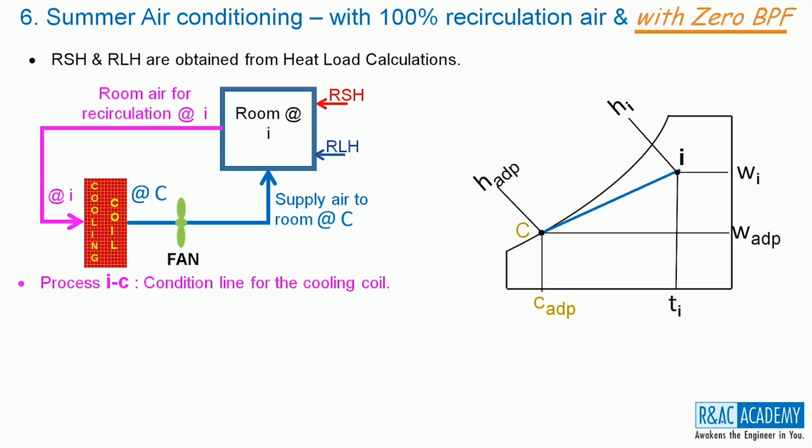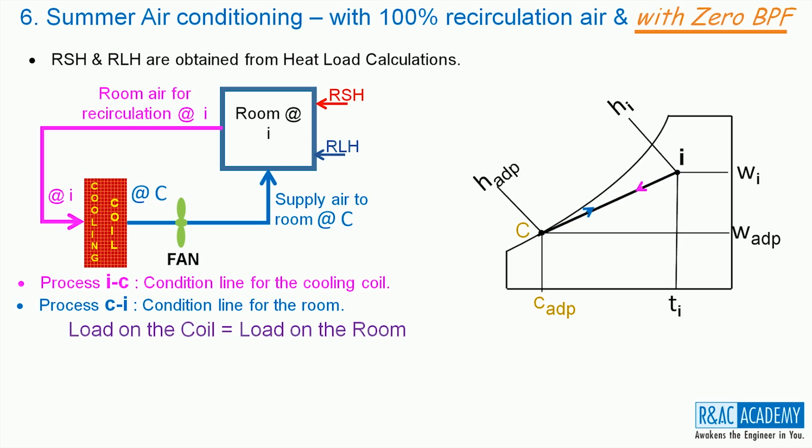Similarly, the process line CI is called the condition line for the room. Again, what does it mean? It means that the moist air is entering the room at state C, gets heated and humidified by picking up RSH and RLH from the room, and then exits the room at state I. Please note that the load on the coil and the load on the room are the same in this case. What is the significance of this? We will see it in the next slide.